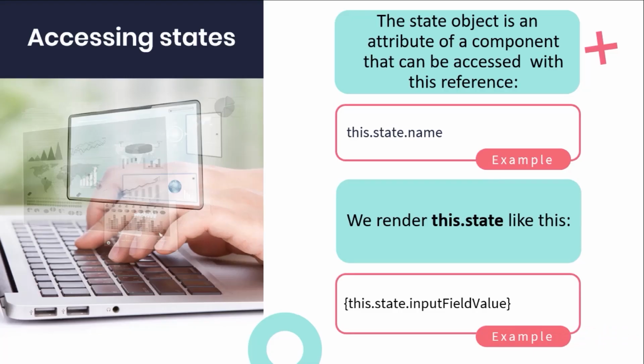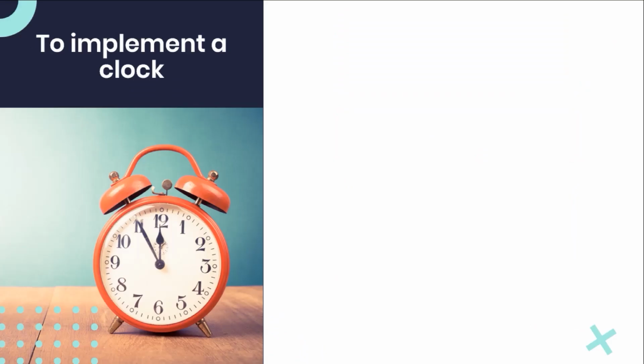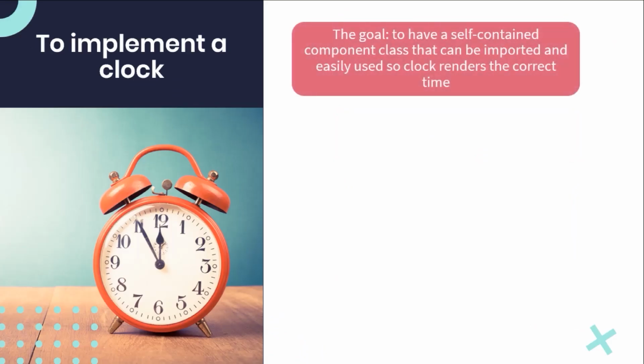This syntax is similar to the way that we access properties with this.props name. Let's use what we've learned so far to implement a clock. The goal is to have a self-contained component class that everyone can import and easily use in their application without having to jump through hoops. The clock must render the current time.